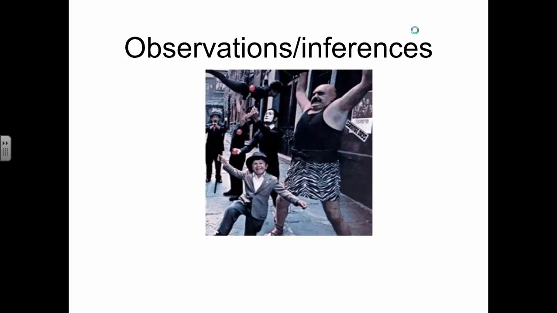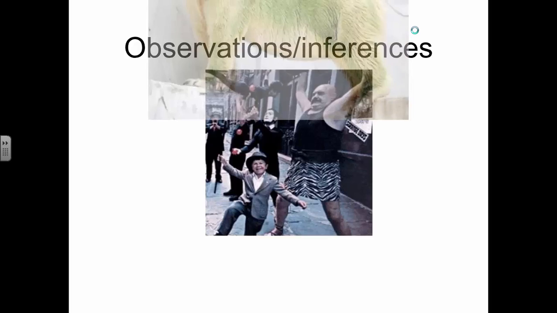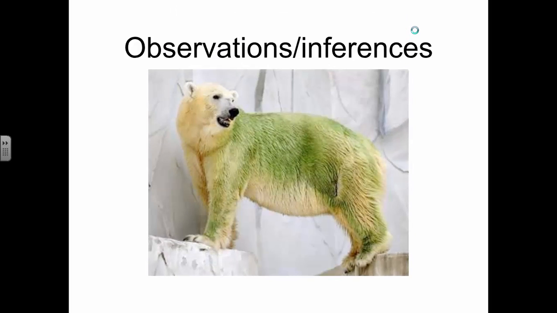Would you call "the people look happy" an observation or an inference? What would an observation be that you could use to make that inference? Ashley? They're smiling. There's a smile on their face. That might indicate that they're happy. Observation? Sean? The polar bear's green. Inference? Colin? The polar bear is sweating algae or something. Okay.